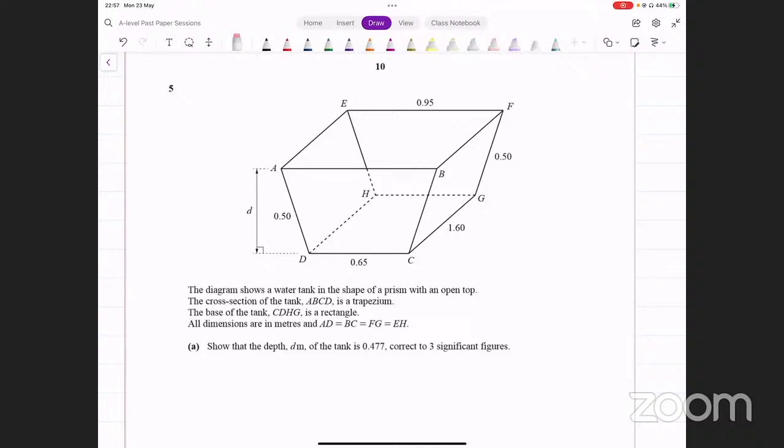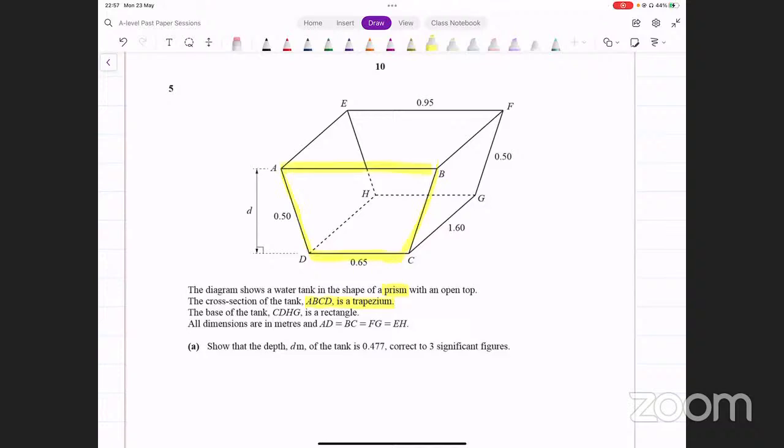Now we've got this diagram that shows a water tank in the shape of a prism with an open top. The cross section of the tank ABCD is the trapezium. अच्छा, सबसे पहले तो ये prism है. Prism क्या होता है? एक shape होती है, वो एक तरह से repeat हो रही होती है. Okay? अब इसमें वो cross section होता है जो repeat, वही shape repeated होती है 3 dimension के अंदर. Cross section आपका क्या है यहाँ पे? It's ABCD, that's trapezium. So basically this is the cross section, ABCD.